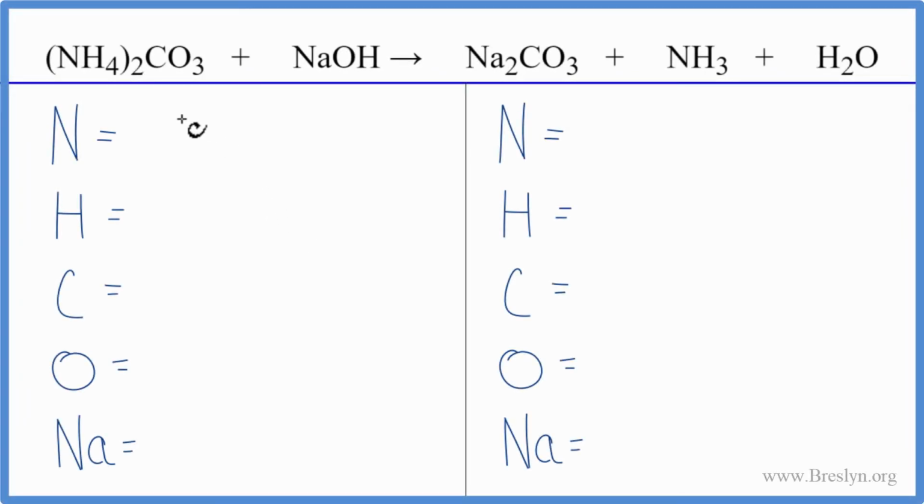So let's try to balance this equation. We have ammonium carbonate and sodium hydroxide. A lot going on here. Let's see what we can do. First, we need to make sure we count the atoms up accurately on each side of the equation.